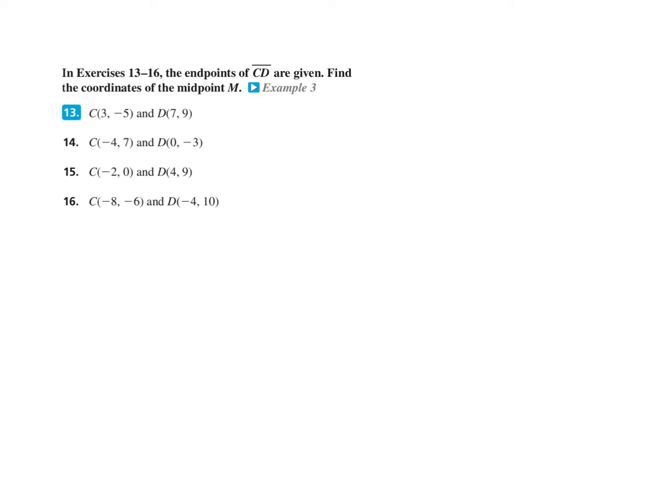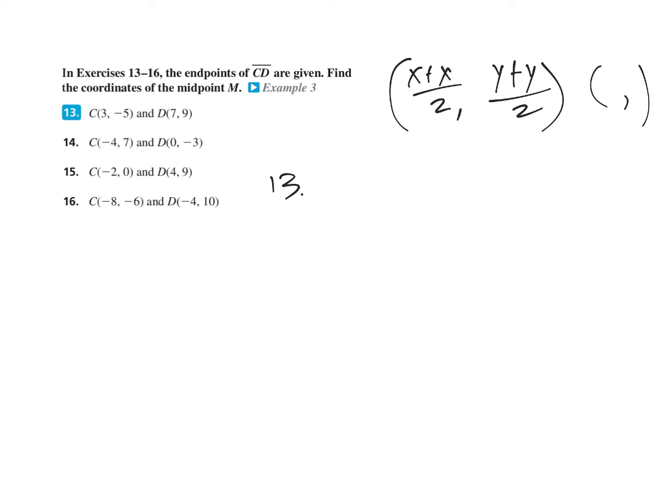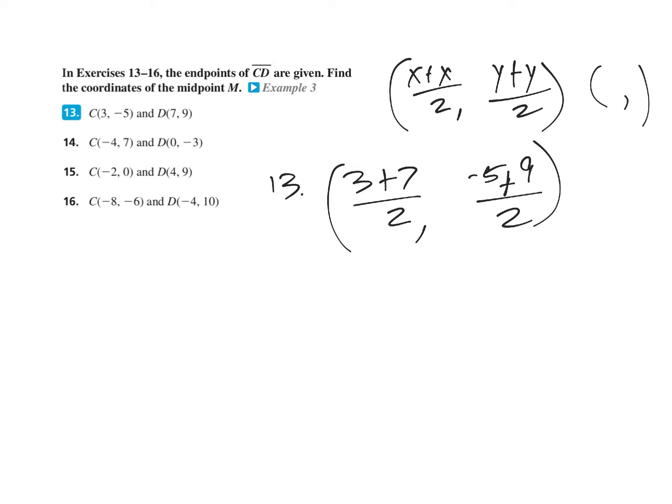Next. Okay, now we're ready to do midpoint. So let's go over midpoint again. Midpoint is when you add the x's together and divide by 2, you add your y's together, divide by 2, and that gives you a coordinate. So make sure you give me the answer as a coordinate. So on number 13, the x's are 3 and 7, and the y's are negative 5 and 9. Oops, plus. So 3 and 7 is 10. 10 divided by 2 is 5. Negative 5 plus 9 is 4. 4 divided by 2 is 2. So that's the midpoint on number 13.